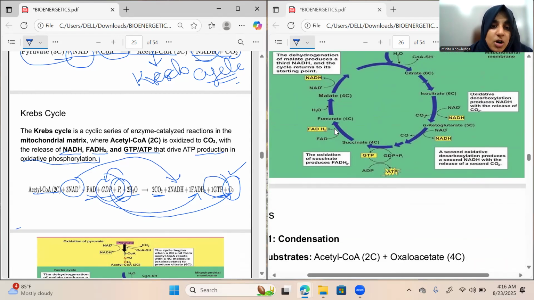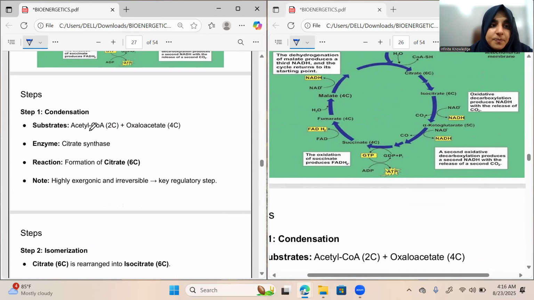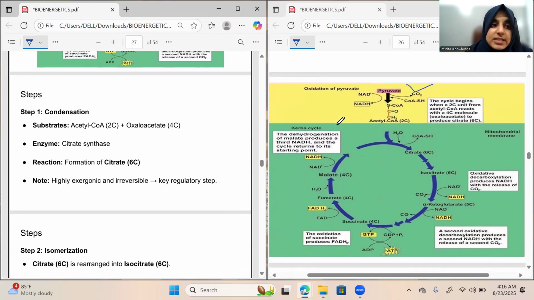So let us move on to the steps. Let us take it step by step. Okay, so the first step is condensation. The substrates are acetyl CoA and oxaloacetate. Okay. After that, what happens? The enzyme is citrate synthase, and the first step leads to the formation of citrate, which is irreversible and it is a key regulatory step.